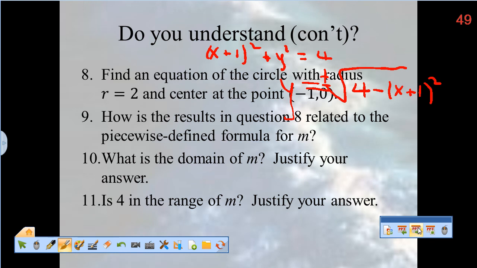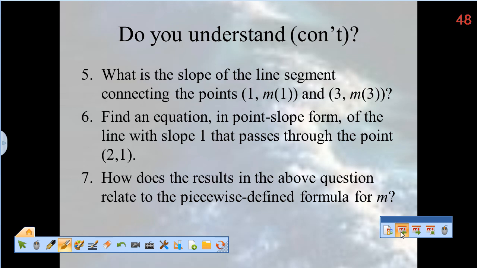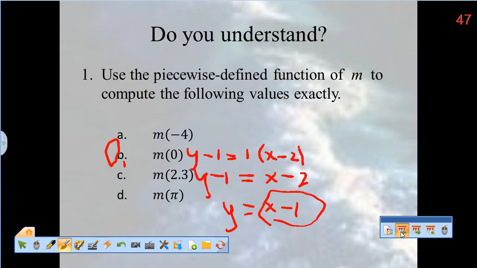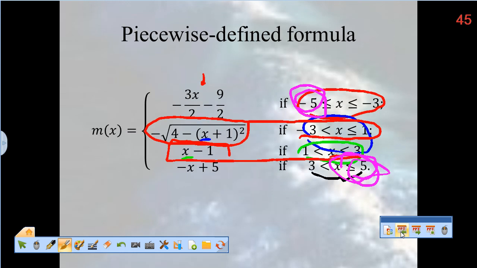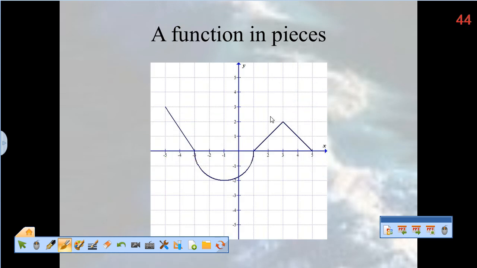Is 4 in the range of M? Well, let's look back at the graph. Is 4 in the range? Here's 4, right up here. Is that anywhere on the graph? And the answer is no. Therefore, 4 is not in the range at all.